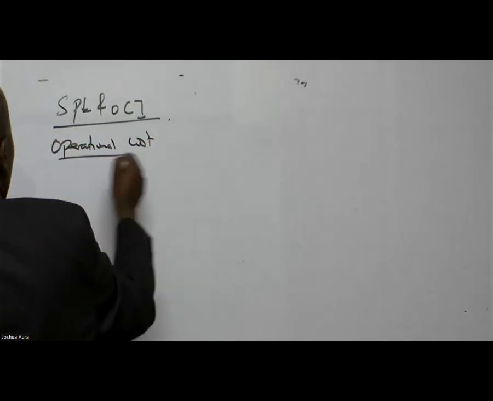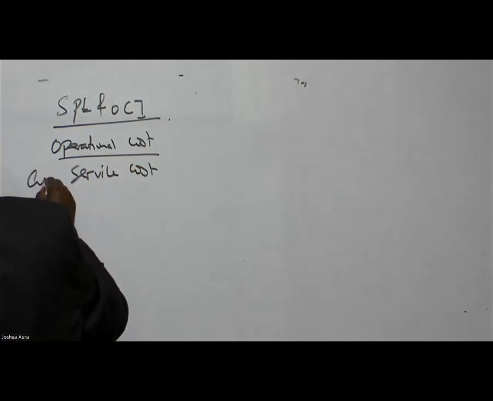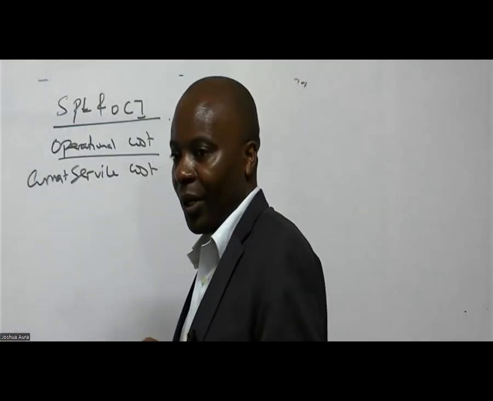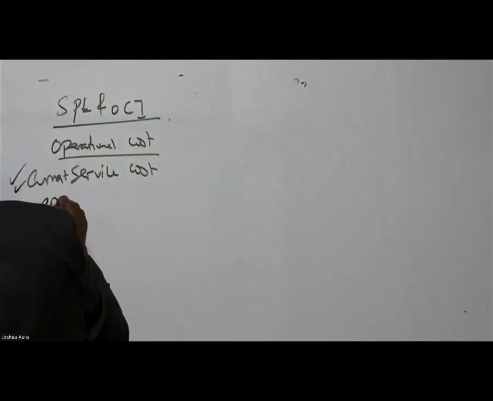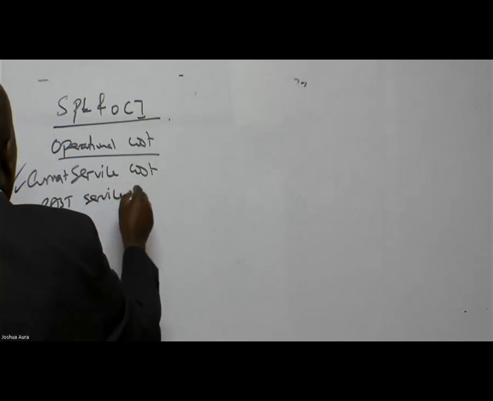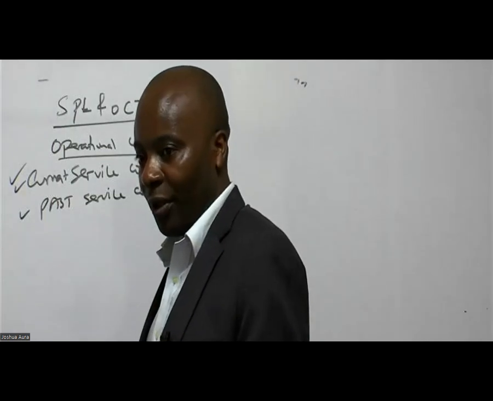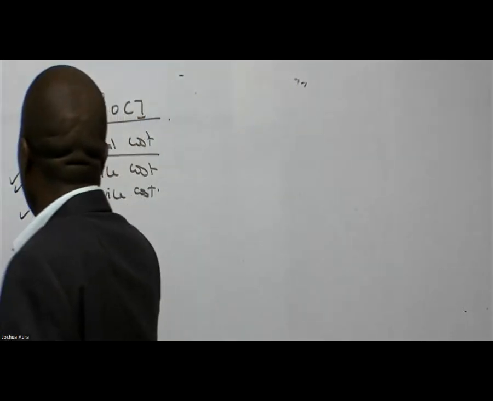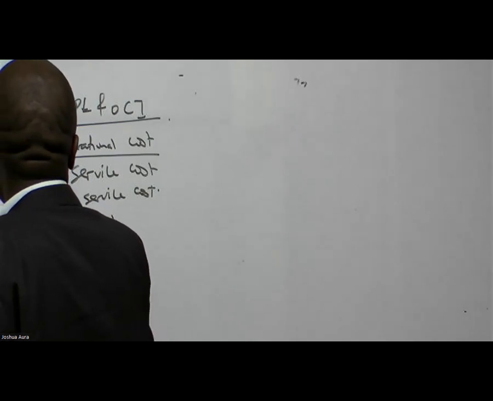Under your operational cost, you shall have the current year service cost. These must be shown separately. Current year's service cost that you must show. And then, ladies and gentlemen, we have what we call the past service cost that you must show. Very important. And then you go to the financing cost. The financing cost, you must give us the interest.